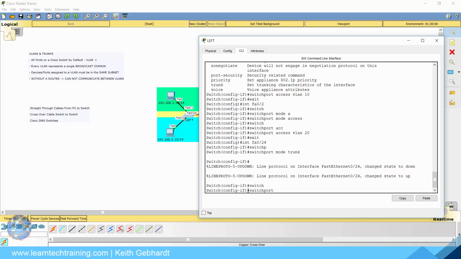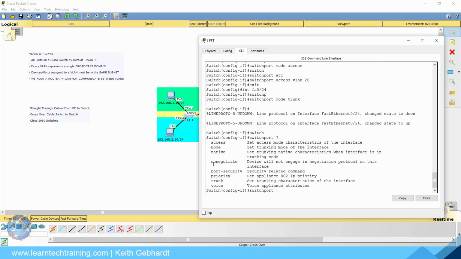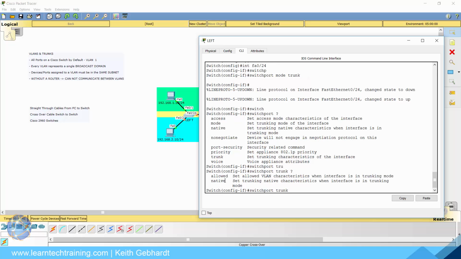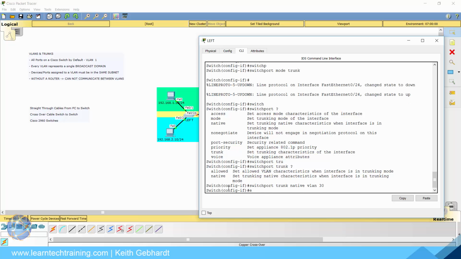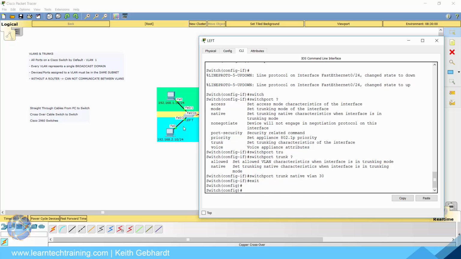So switchport, if I hit the question mark here, we can see what we're doing. Trunk, okay. If I hit the question mark, we can see we have a native, and then we give it the VLAN 30 ID. And that is done. So right now, all of our configurations for this left switch are done. It's that easy, but we have to save it.